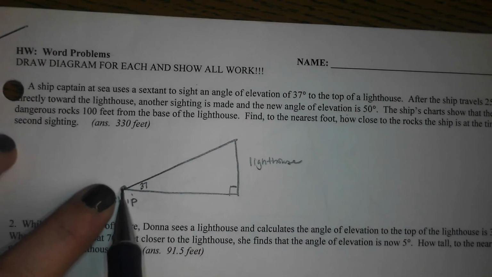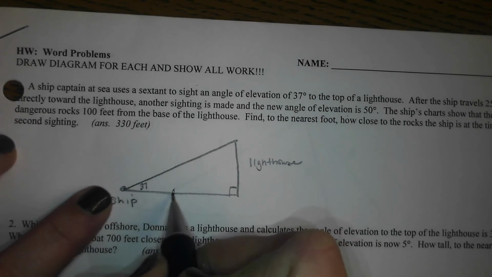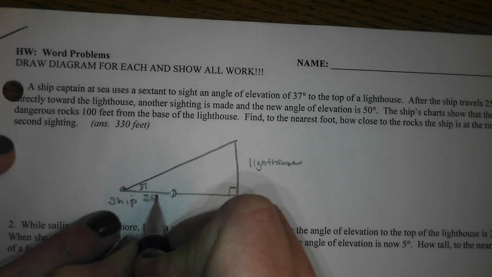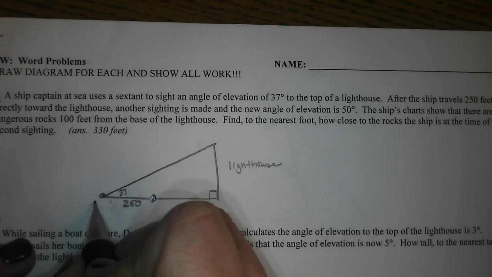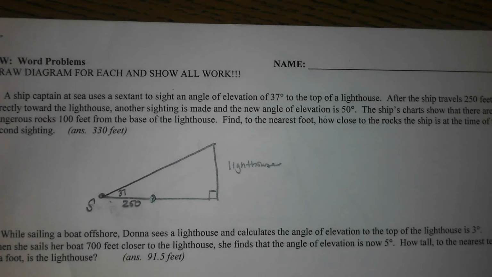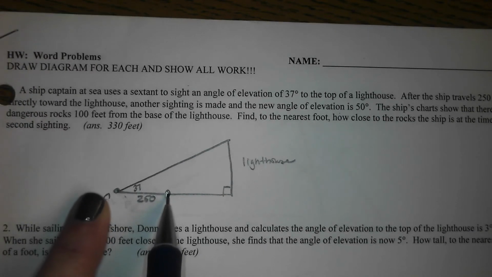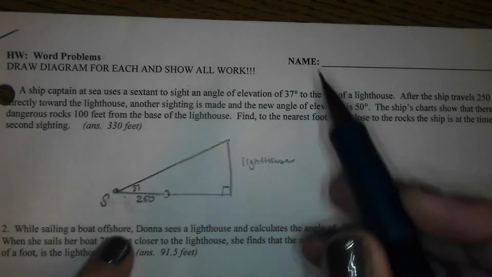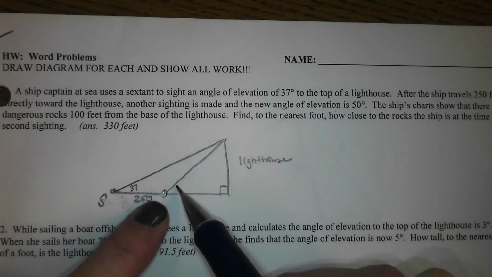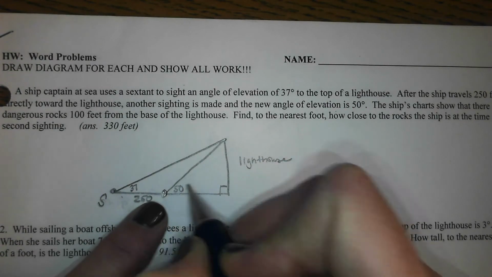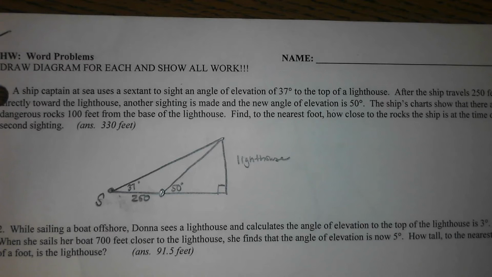So if this travels 250 feet towards the lighthouse, let's say it puts you there, then that's going to be 250, that little section. I'm going to go capital S for ship. Right? We're going towards the lighthouse, 250 feet. Now the new angle of elevation from that new location to the top of the lighthouse is now 50. Does that make sense? Okay.